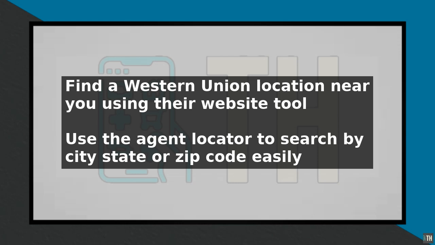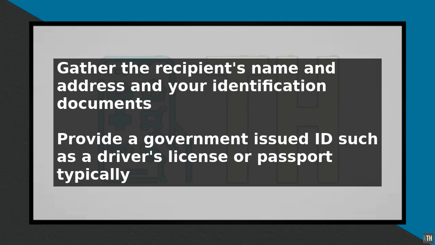You will need to provide the recipient's name and address, as well as your own identification. In most cases, a government-issued ID such as a driver's license or passport will suffice. Next, go to the Western Union location and let the agent know you want to send money internationally. They will guide you through the process and provide you with a send form to fill out.